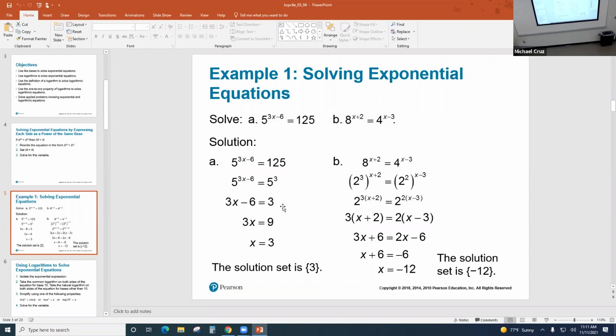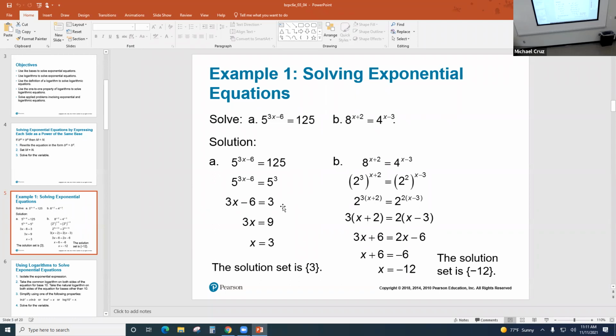Yeah, it is. Because once you take those bases out, it's just a basic equation. And not all of them are going to be of this type. We'll see other things. But anyway, look at B.